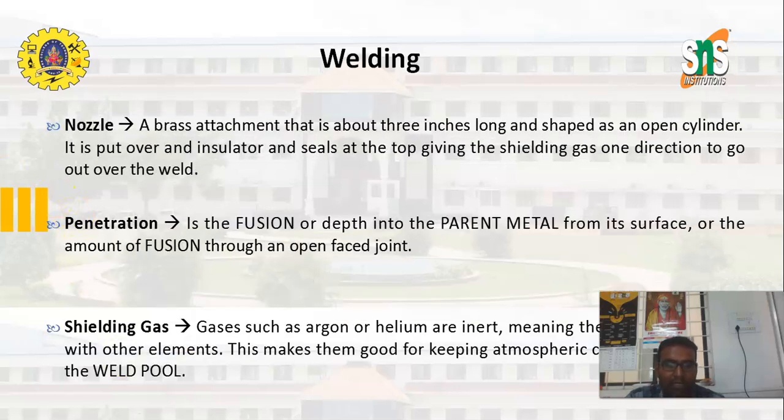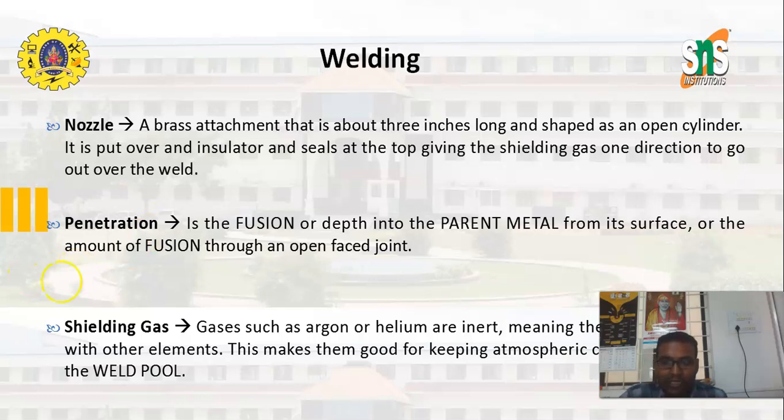Next important term in welding is a nozzle. It is an attachment about 3 inches long and shaped as an open cylinder. It is put over and insulated and seals at the top, giving the shielding gas one direction to go out over the weld. The main purpose of a nozzle is to increase the pressure of either gas or liquid.